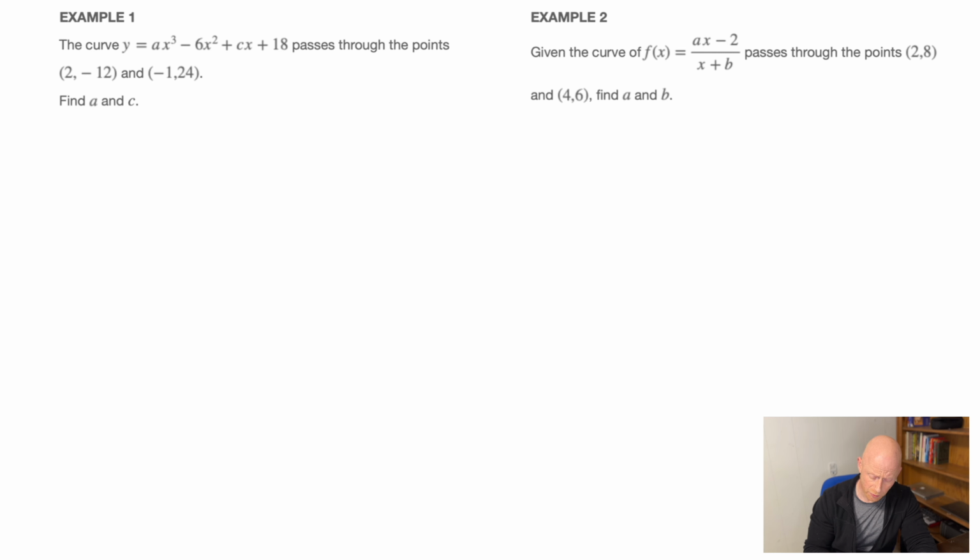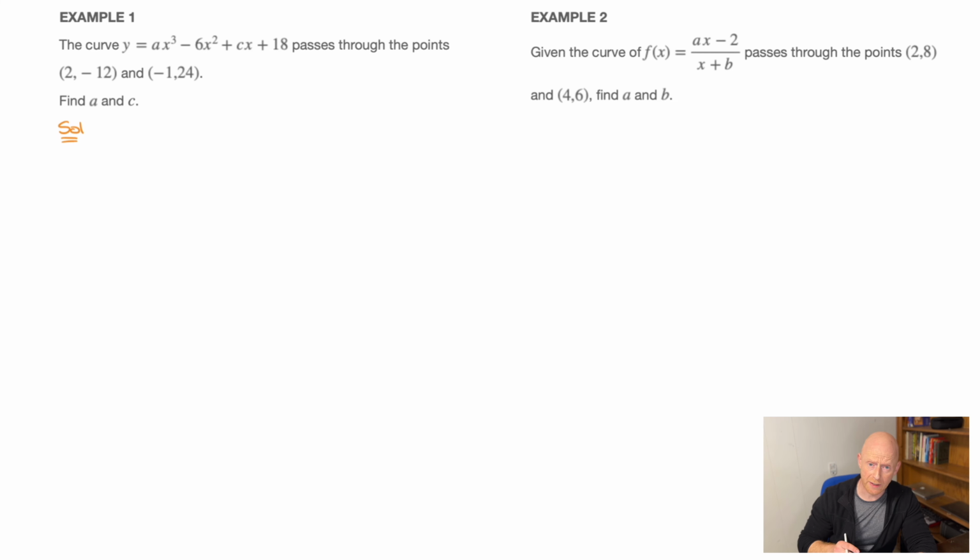In this first example, example 1, we're told that the curve y equals ax cubed minus 6x squared plus cx plus 18 passes through the points with coordinates (2, -12) and (-1, 24). And we need to find the coefficients a and c. So those are the x cubed coefficient, that's a, and the x coefficient, which is c. And as I usually do, let me start by writing SOL here for solution.